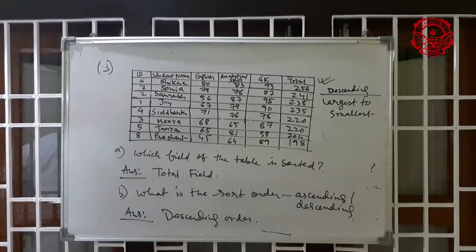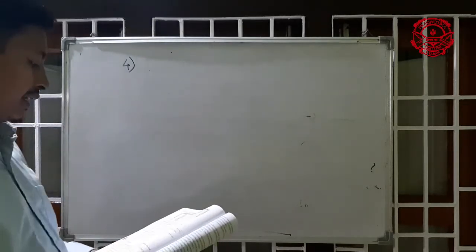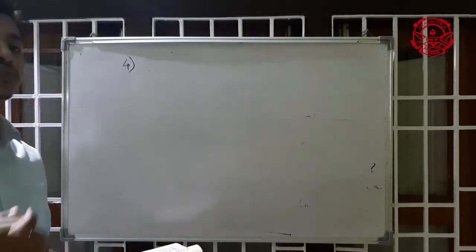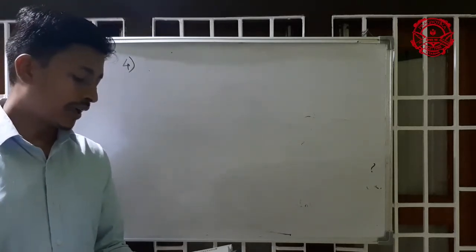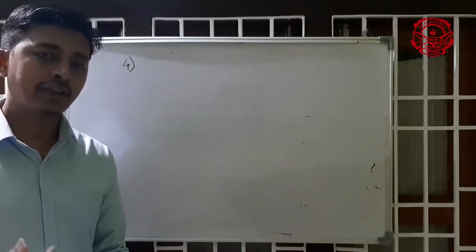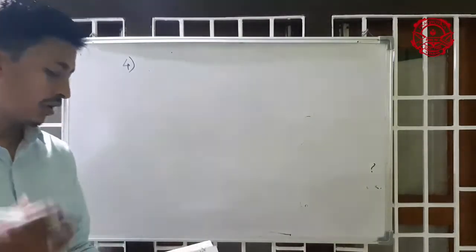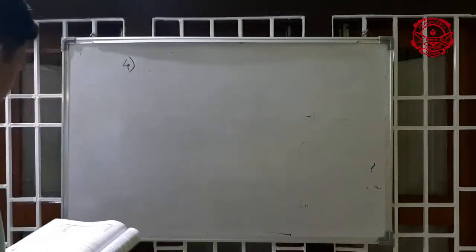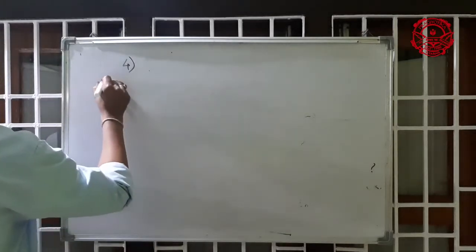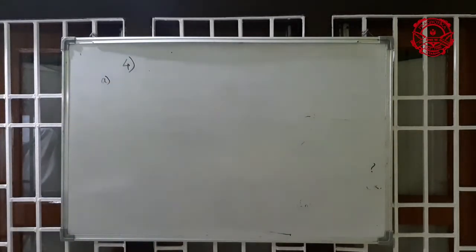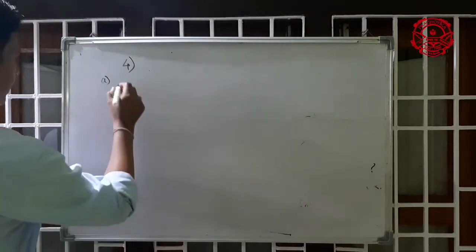Question number 4. Find the odd field. Odd field means what? Which is not suitable in the table, in the field. It is not suitable for the field or for the table. So find the odd one, the one that does not belong. The first table is club member.